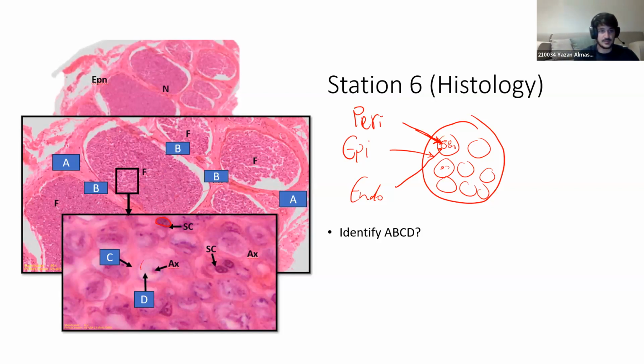Okay. I'll repeat it again. So A is epi, and B is peri, and C is endo. So these are the three different layers. So this one, epi, is the outermost. Peri is the one that surrounds each nerve bundle. Not nerve bundle, sorry. These smaller bundles, okay? And inside these, there are small endoneurium. This whole thing that's around the axon is the endoneurium. Does that make more sense?